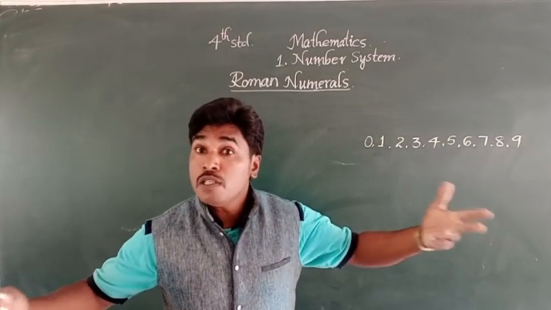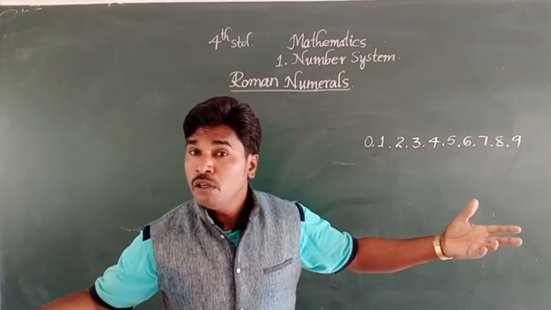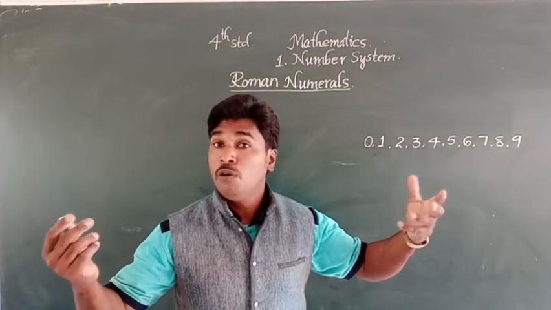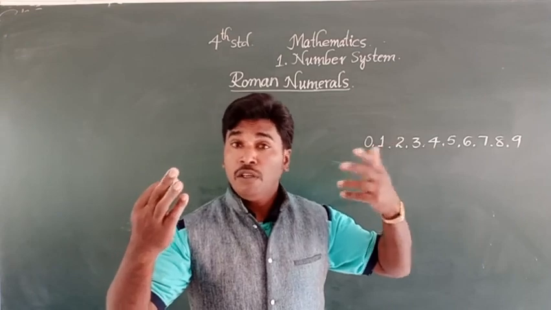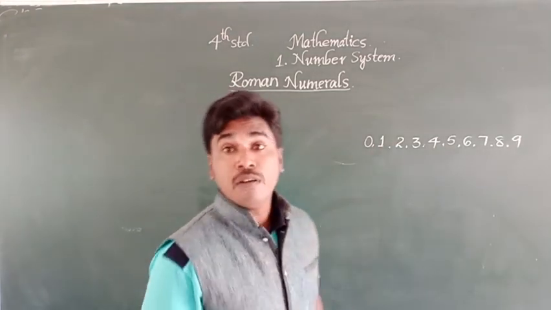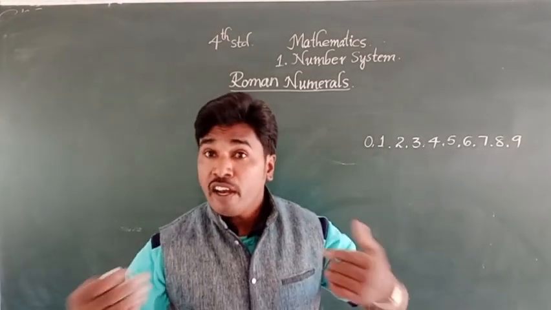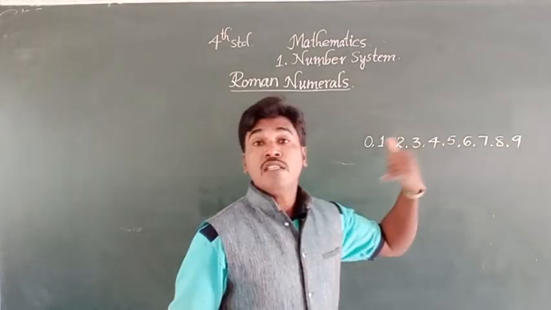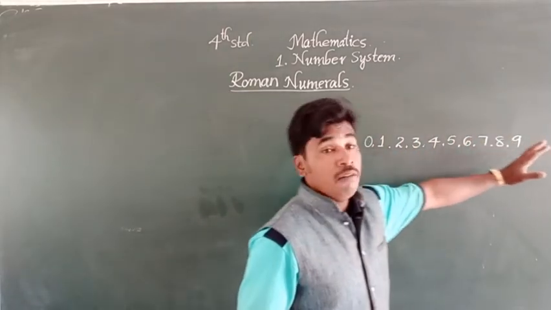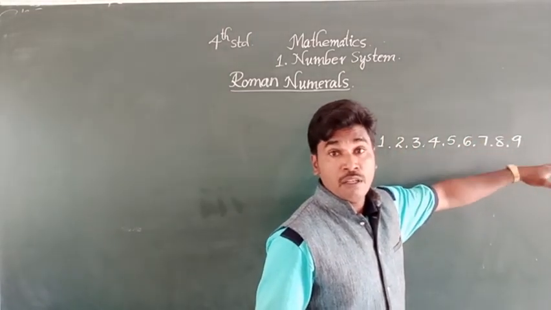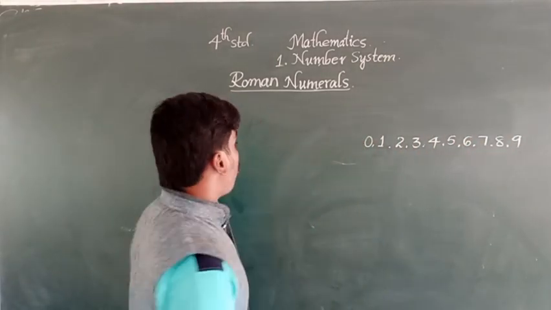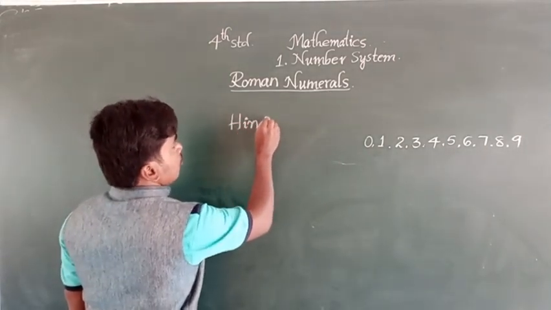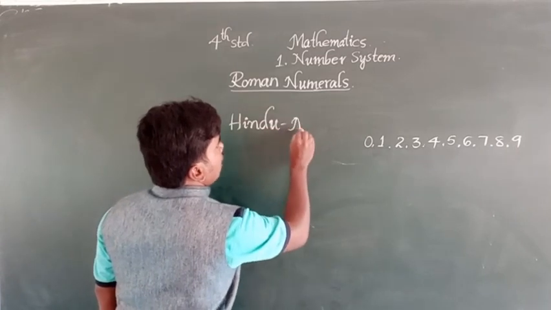So, who has introduced these numbers? Do you know? Who has given these numbers at first? Don't know? Very good. These numbers were introduced by our Indians. Our ancient Indians introduced these numbers from 0 to 9. So, these numbers are called Hindu-Arabic numbers.